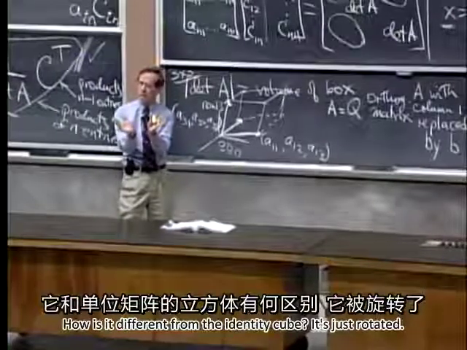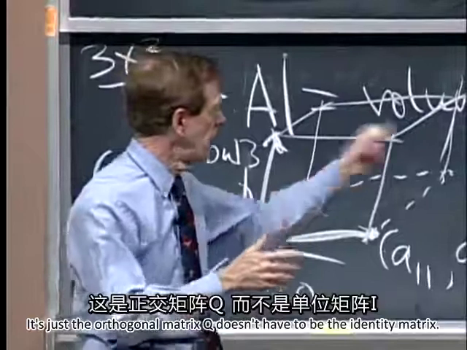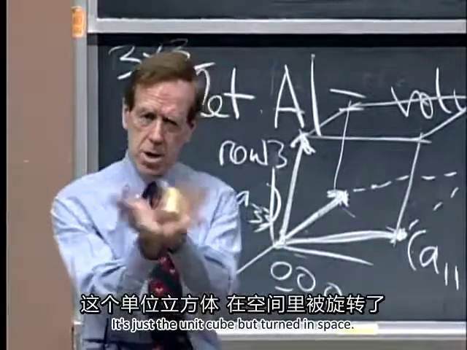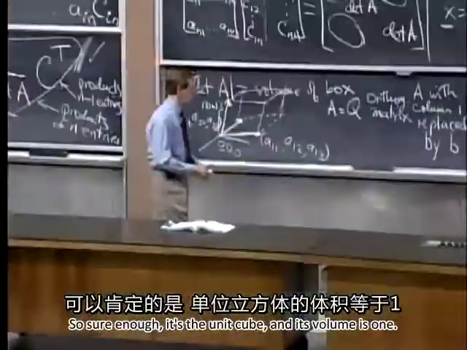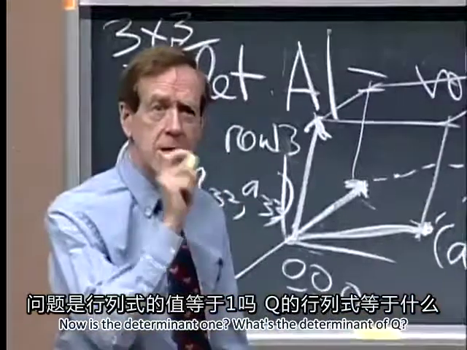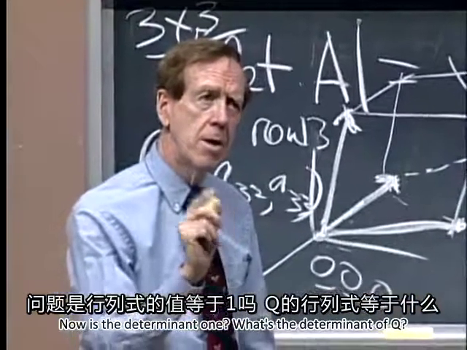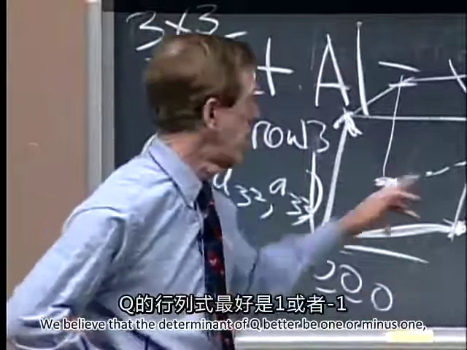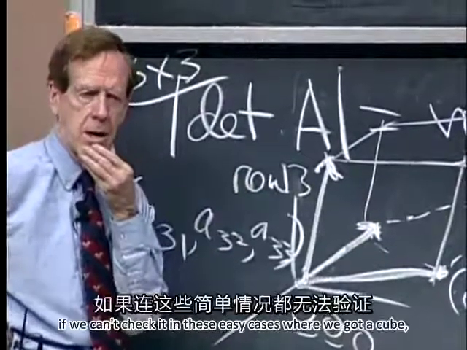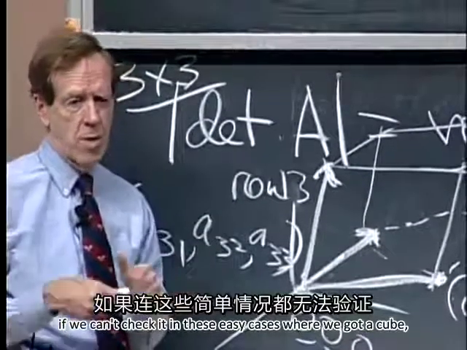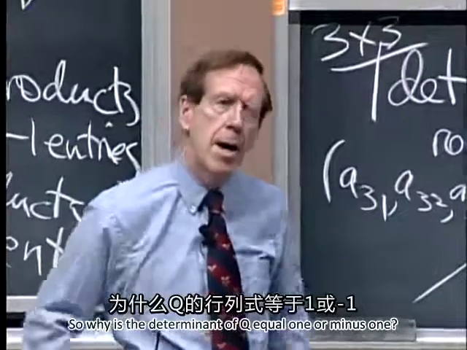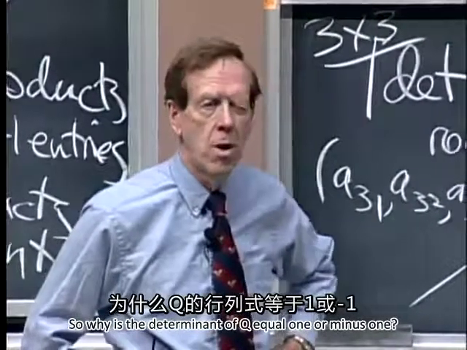It's just rotated. The orthogonal matrix Q doesn't have to be the identity matrix. It's just the unit cube, but turned in space. So sure enough, it's the unit cube, and its volume is 1. Now, is the determinant 1? What's the determinant of Q? We believe that the determinant of Q better be 1 or minus 1, so that our formula checks out. If we can't check it in these easy cases where we got a cube, we're not going to get it in the general case. So why is the determinant of Q equal 1 or minus 1?